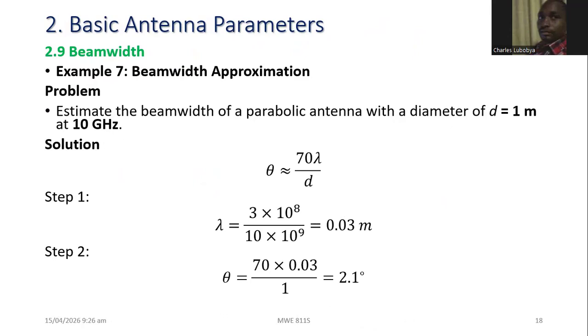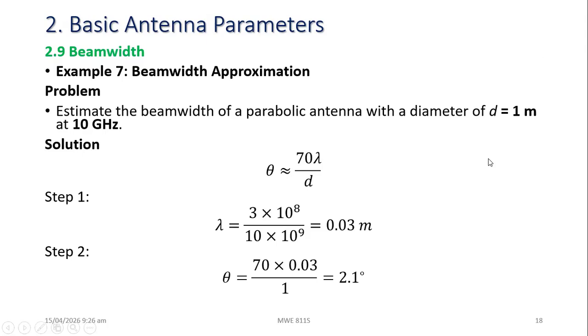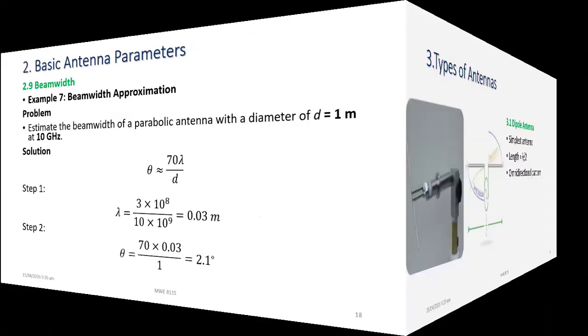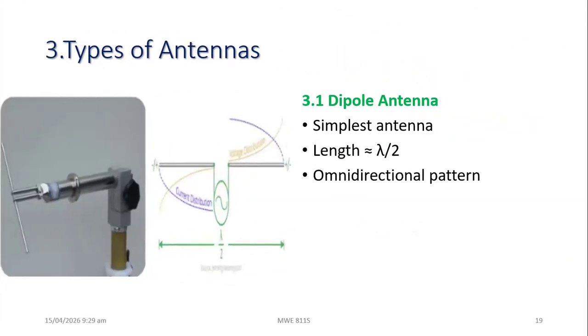So first of all, let's calculate the wavelength in step number 1. Wavelength is the speed of light divided by frequency. You get 0.03 meters. That's your wavelength. The diameter here was given as 1 meter, so it will be 70 times 0.03 divided by 1, since everything is in meters. And you're going to get that angle, which is essentially 2.1 degrees.